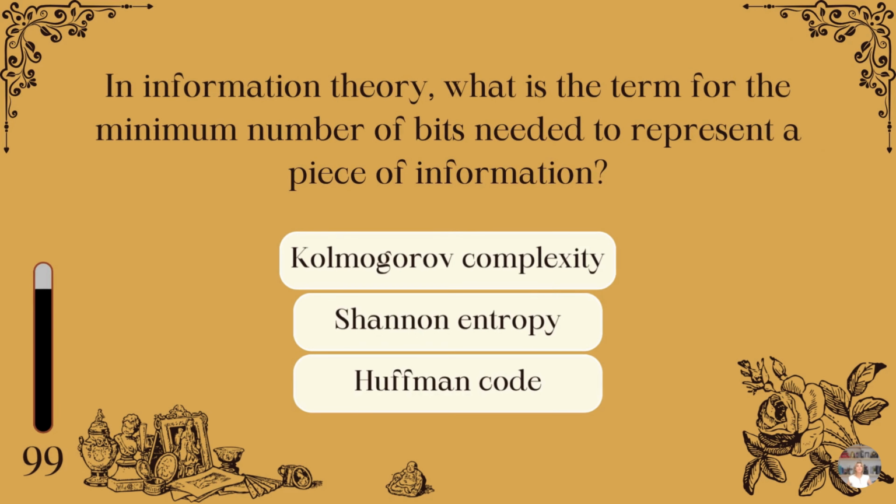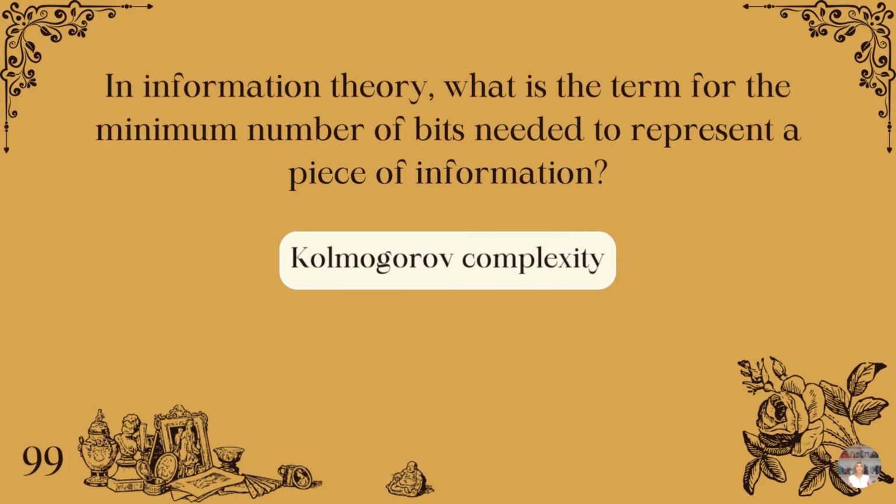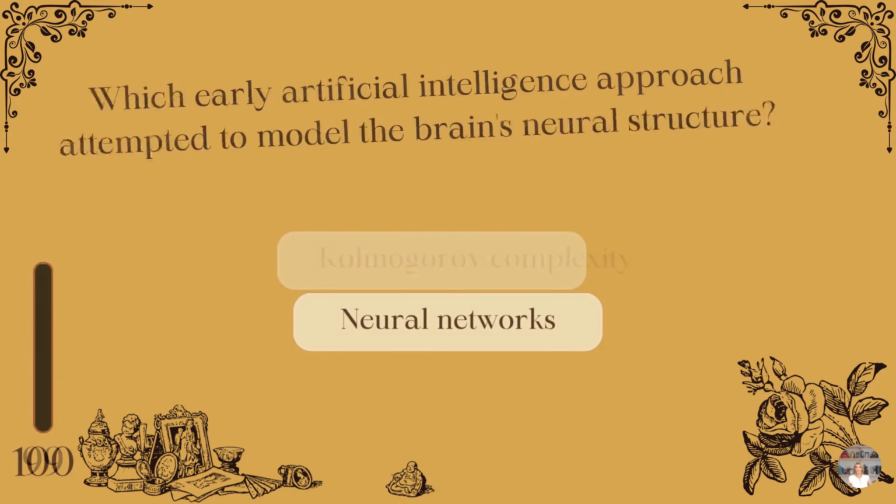In information theory, what is the term for the minimum number of bits needed to represent a piece of information? Kolmogorov complexity, Shannon entropy, or Huffman code? Kolmogorov complexity. And our last question.